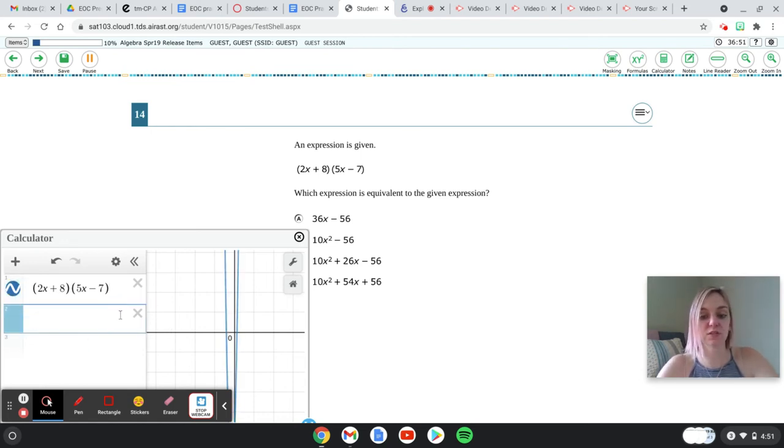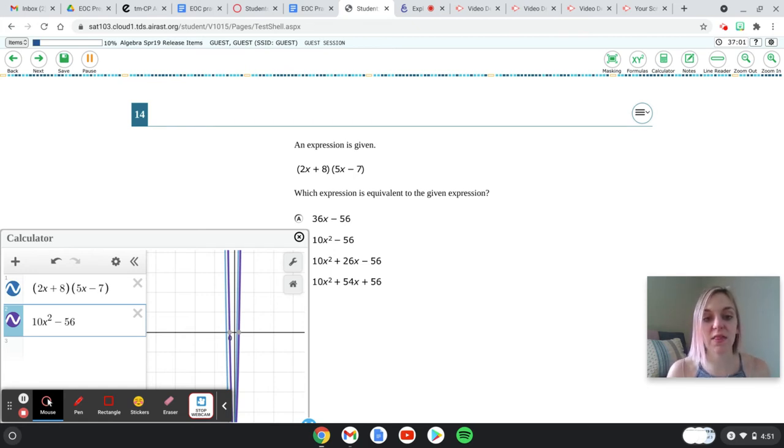Now let's do option B, 10x squared minus 56. Pause the video until you have this in Desmos. Now you can see that these two graphs are close to overlapping, but they're not right on top of each other, so they can't be equivalent. Pause the video and put in option C.